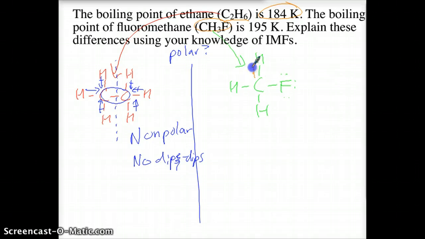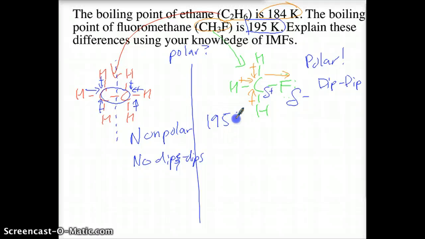Here we have this dipole cancels with this one, and over here we are going to have an uneven balance of charge, an uneven distribution. So this fluorine is going to be slightly negative compared to this carbon. So yes, this molecule is polar. Since it's polar, it's going to have a dipole-dipole intermolecular force. So how does that explain the boiling point?